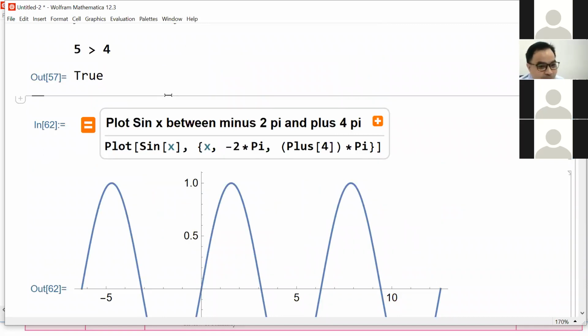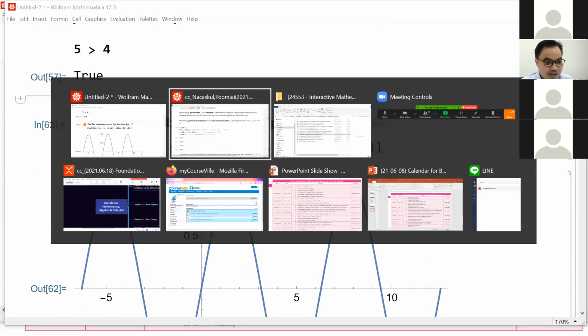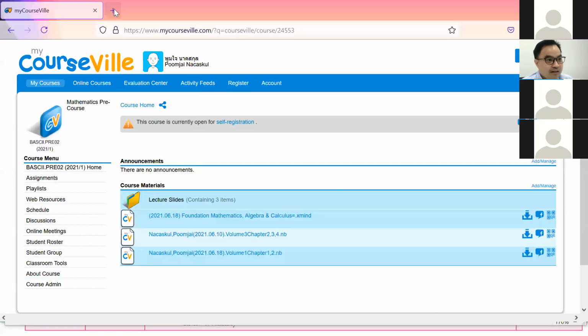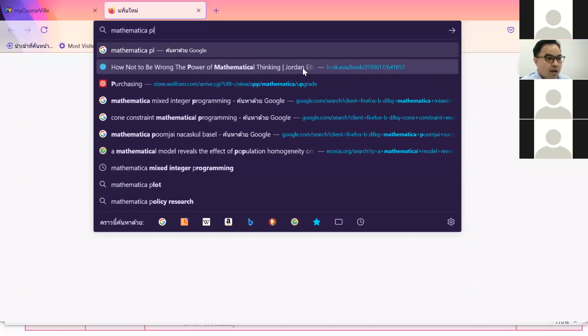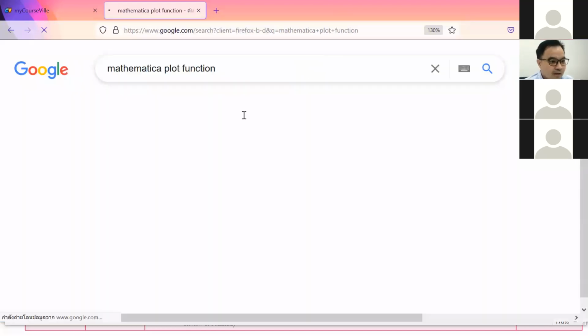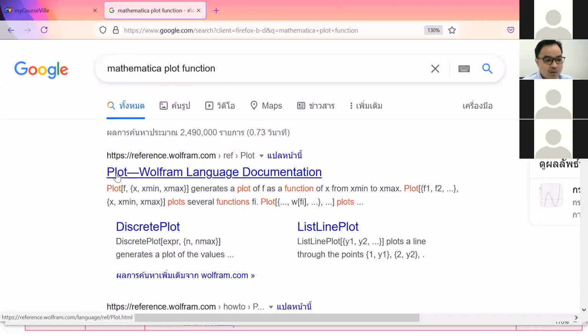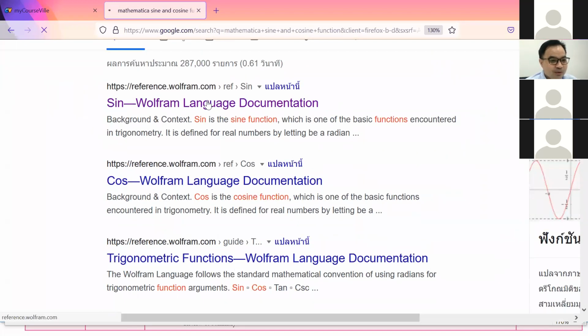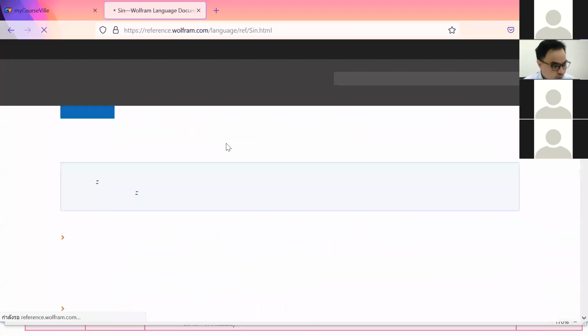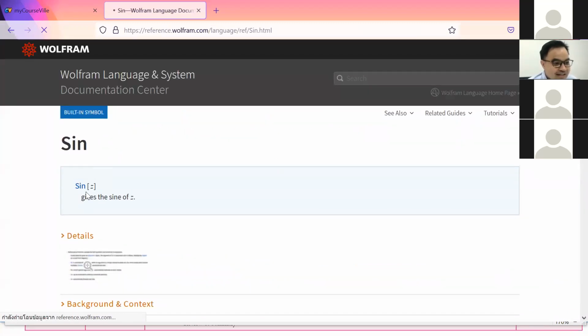Okay, so if you don't know, you can do 2 things, right? If I want to plot sine, I just go to the internet and key in Mathematica, plot function. A lot of the time, the word is plot, so that's easy. How about sine and cosine function? You click that, it takes you to the page. Why was my internet so slow? Okay, that's a sine function.